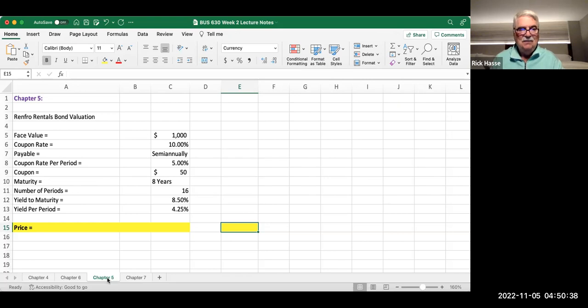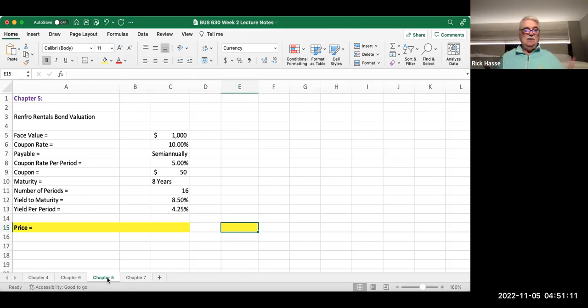So let's say we have a bond here from Renfro Rentals, and I go ahead and purchase it for $1,000. It has a coupon rate of 10% payable semi-annually. In other words, I'm going to get a check for $50 every 6 months during the life of this bond. How did I calculate that $50? I took 5% of $1,000. 5% semi-annually means a 10% annual coupon rate.